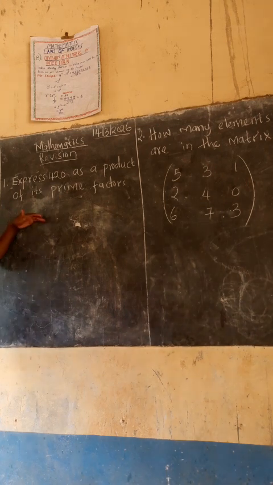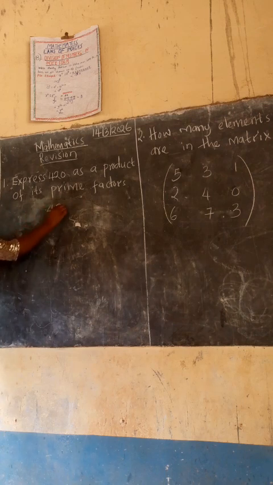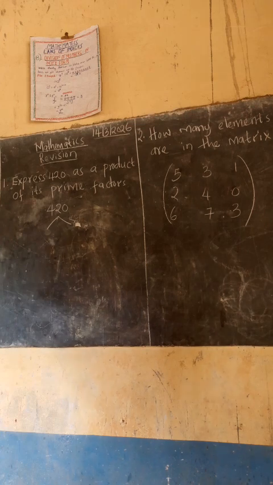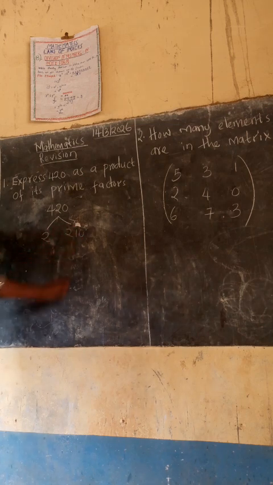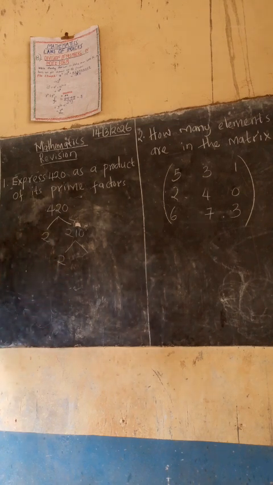Good. So we can now express 420 as a product of its prime factors. We have 420, and then we check the first prime number, whether it can divide 420 without a remainder. That is 2. Can 2 divide 420? Yes. 2 what? Juliana? 210. Good.